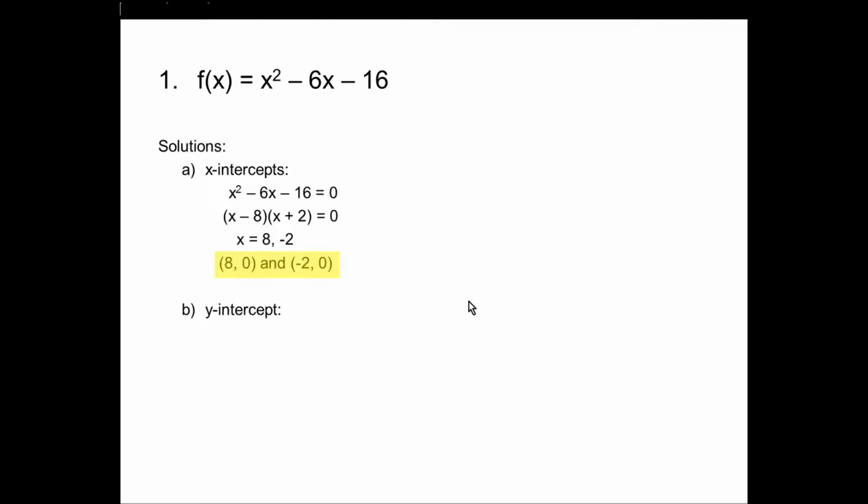Part B was the y-intercept. Remember, for any function, it's f of 0. So f of 0 is negative 16. It's the constant term. You get 0 minus 16. As a point, it's (0, negative 16).